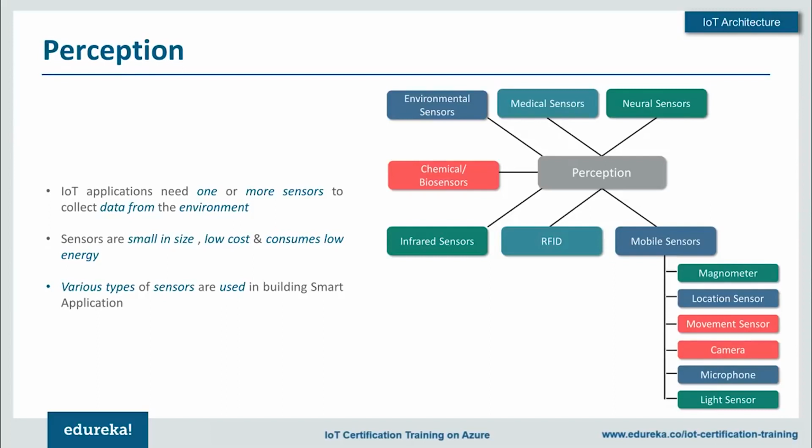Apart from this, there are neural sensors, medical sensors like the fitness bands that we use, healthcare bands which are used for heart patients, and environmental sensors which check the temperatures around the environment and make you aware of the changes. There are also chemical or biosensors, which are very useful on a daily basis as well. Again, infrared sensors are quite common as well.